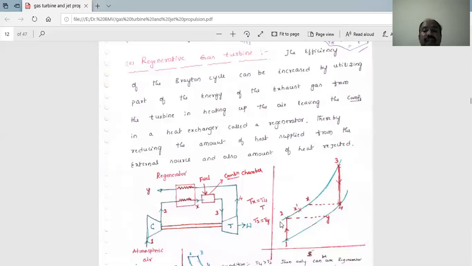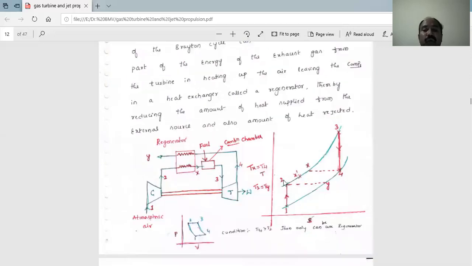This is the TS diagram of 1, 2, 3 and 4. Here, what about the temperature? That is also equal to the T2 temperature. The exhaust gas leaving the regenerator is also equal to the air entering the combustion chamber. That is the regenerator, before entering the combustion chamber. We can call it a heat exchanger. This is also equal.